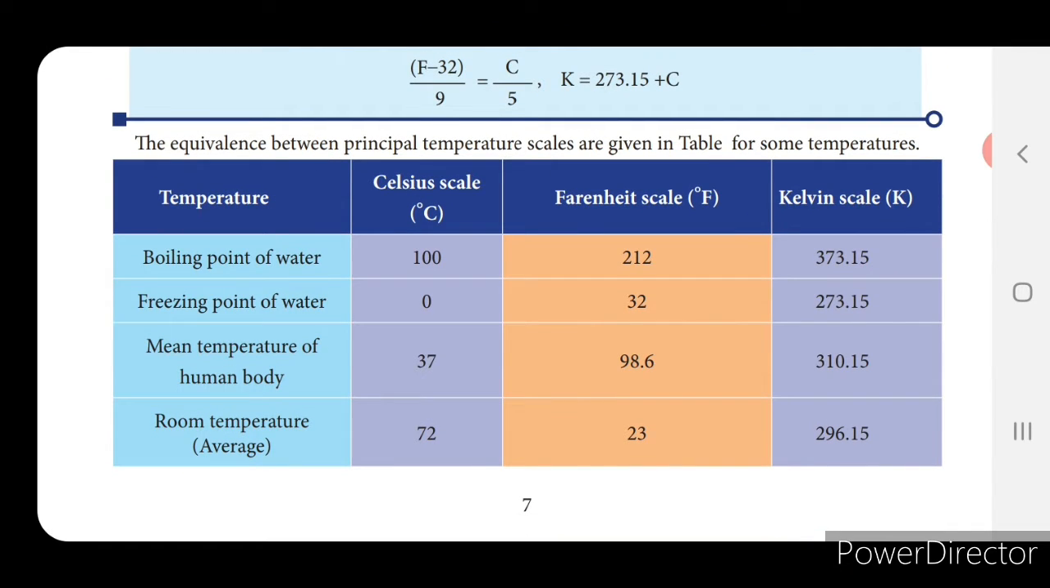Okay children, the next one, the equivalence between the principal temperature scales is given in the table for some temperatures. Three scales are given: Celsius scale, Fahrenheit scale, Kelvin scale. The boiling point of water in Celsius scale is 100 degrees centigrade, freezing point 0 degrees centigrade, mean temperature of our body is 37 degrees centigrade and room temperature is 72 degree centigrade. Boiling point of water in Fahrenheit scale is 212 degree Fahrenheit, freezing point 32 degree Fahrenheit, mean temperature of the body 98.6 degree Fahrenheit and room temperature 23 degree Fahrenheit.